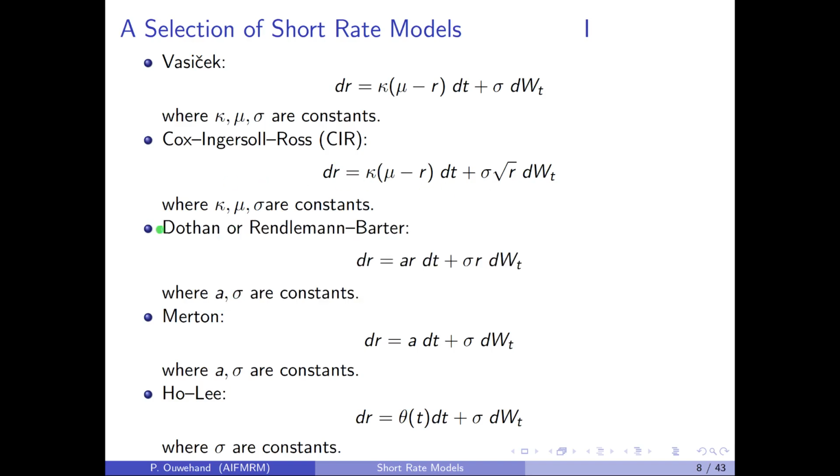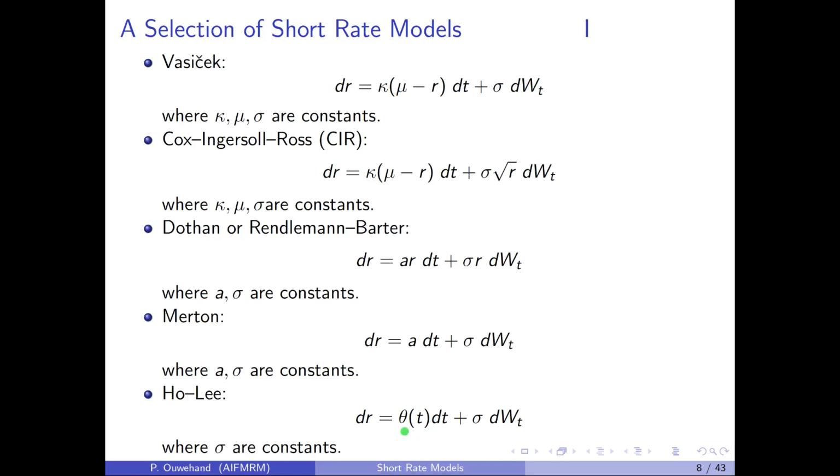Next, we consider the Dothan or Rendleman-Bartter model with the following dynamics, which, as you can see, is just geometric Brownian motion. Here A and sigma are constants. The Merton model is just an arithmetic Brownian motion, again with constants A and sigma. The Ho-Lee model is a modification of the Merton model, which has a time-dependent drift.